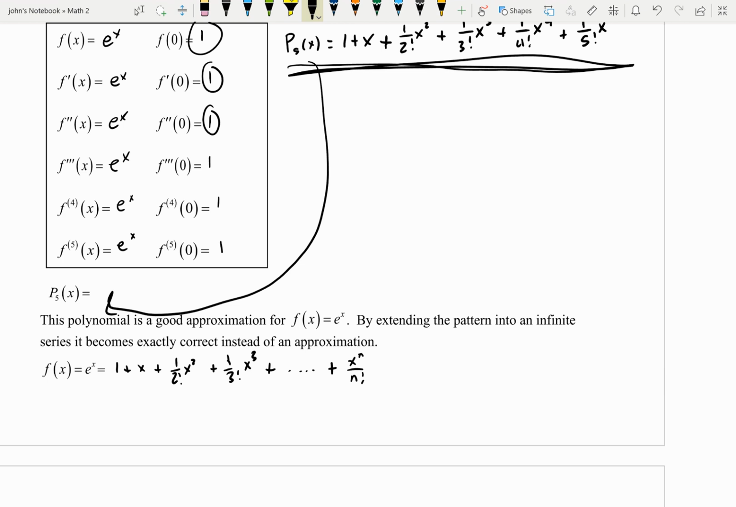For example, if I plug 2 in for n, I get x squared over 2 factorial, which is that one right there. If I plug 0 in, I get x to the 0, which is 1, over 0 factorial, which is 1. If I plug 1 in, I get x to the first over 1 factorial, which is 1. If I plug 3 in, I get x to the third over 3 factorial. So you can see that it fits. If we make that an infinite series, then that actually gives us the exact value of e to the x.